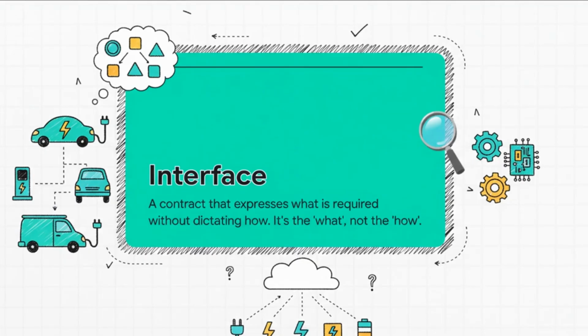Okay, this is the absolute key idea. An interface, it's just a promise. It's a contract that says, hey, if you sign on this dotted line, you must be able to do this specific thing. The system doesn't care how you do it. You could use magic, you could use tiny robots. It doesn't matter. It only cares that you can do it. It's all about the what, not the how.